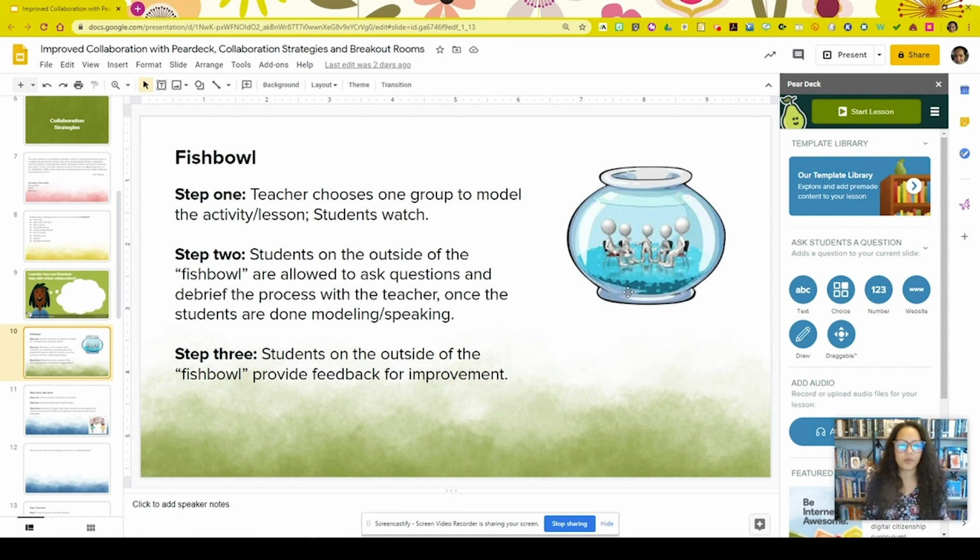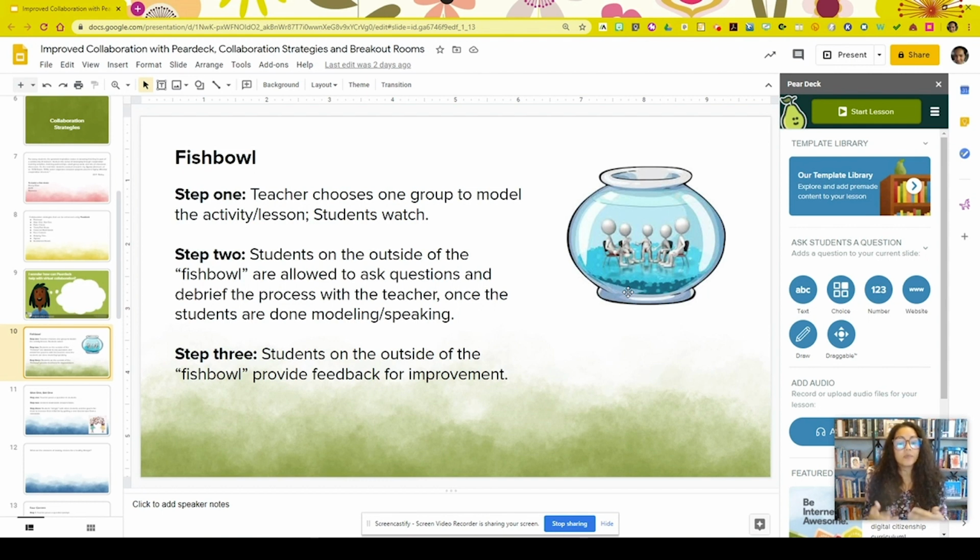So the main goal is that the students on the outside of the fishbowl, while they are watching or observing what's going on the inside, the students who are not modeling, who are not actively speaking, are given a chance at some point, whether it's at the end, whether the teacher or facilitator stops and asks, or gives them a moment. They're given some time to talk about what they saw. So debriefing of the process is extremely important.